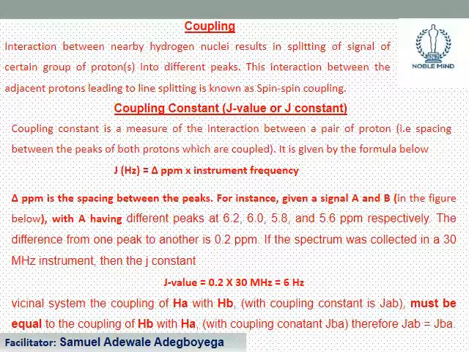So if you have 2 environments with a coupling constant JAB, that means maybe A splitting B or B splitting A. That must be equal to the coupling constant for JBA, so you equate JAB to JBA. Let's look at the illustration.